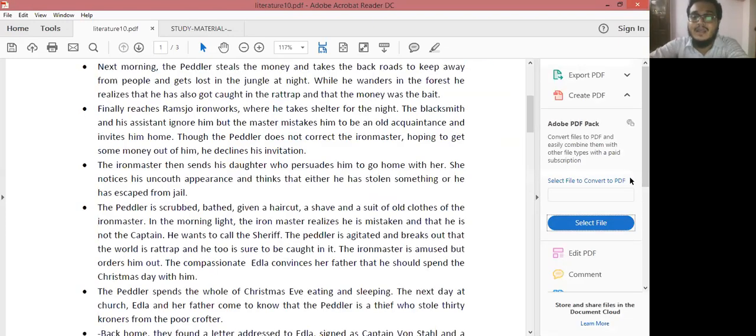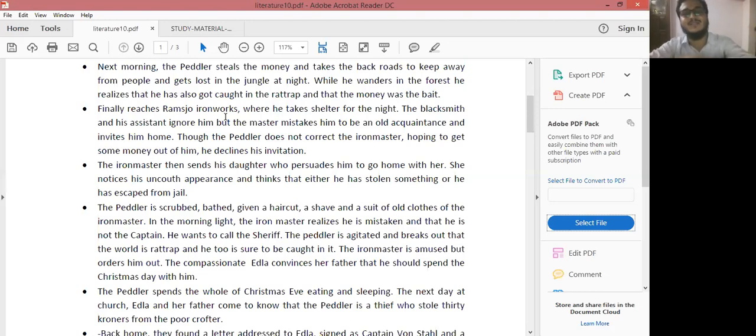The money he received or was having, that is a symbol or a hope. What is it connecting to? Connecting to his own concept. That is a bet, connecting to his own bet. Understood, students? Next, he finally reaches Ramsjo's iron work.